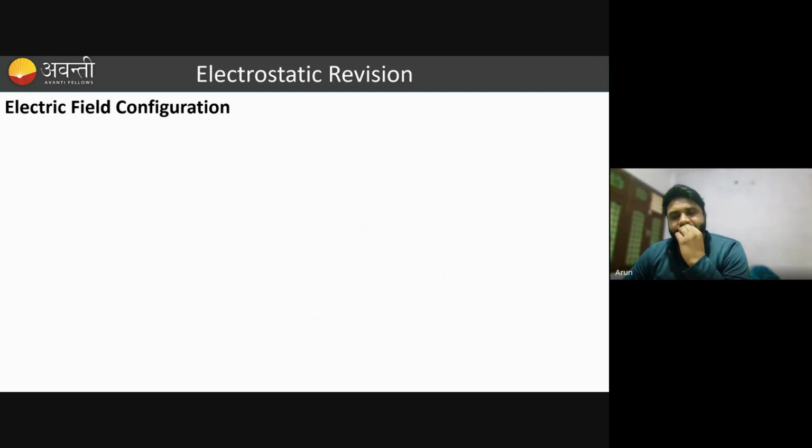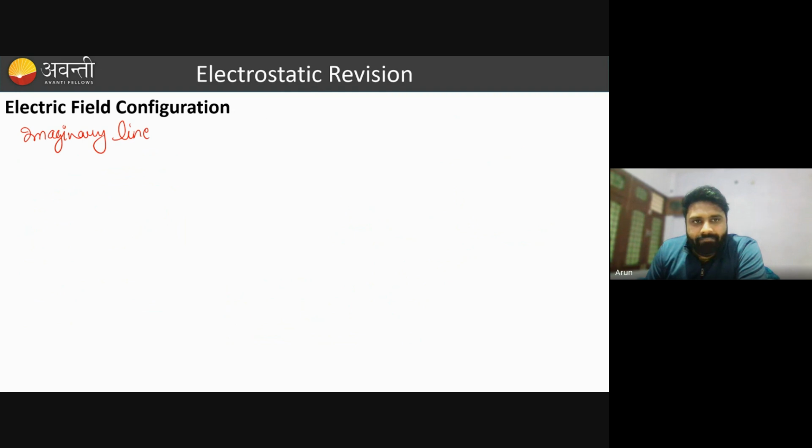Now, electric field configuration, or electric field lines, you can say. Electric field lines are the imaginary lines we draw, which tell us about the direction of the electric field at a particular point. Direction of electric field. Okay, how?